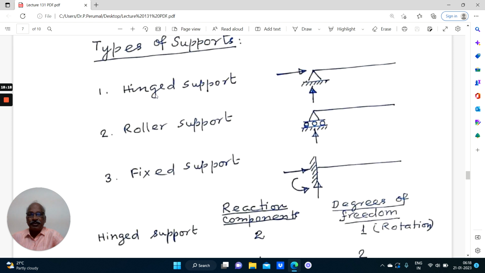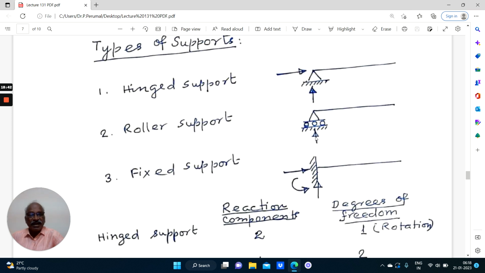Coming to the types of support: a hinged support, roller support, and a fixed support. As I told, a hinge will not move in the horizontal direction, will not move in the vertical direction. Therefore, two reactions are possible. When I apply a force, reaction horizontal and reaction vertical are possible here.